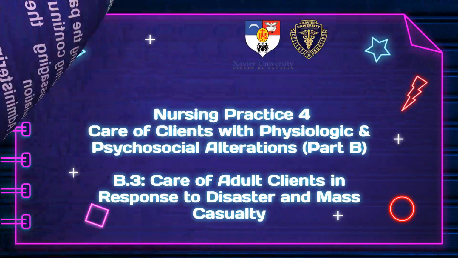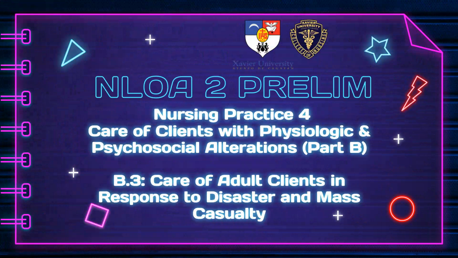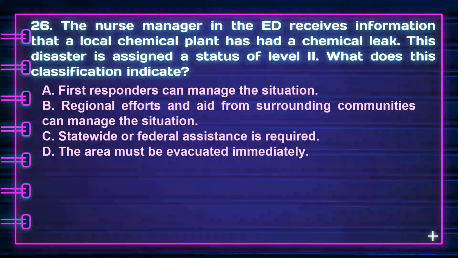Let's proceed now to the third part, which is on care of adult clients in response to disaster and mass casualty. 26. The nurse manager in the emergency department receives information that a local chemical plant has had a chemical leak. This disaster is assigned a status of level 2. What does this classification indicate? A. First responders can manage the situation. B. Regional efforts and aid from surrounding communities can manage the situation. C. Statewide or federal assistance is required. Or D. The area must be evacuated immediately.